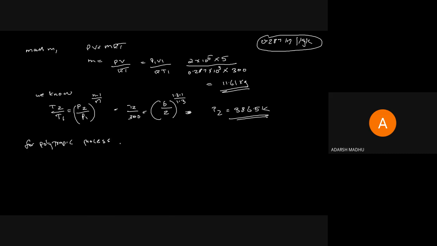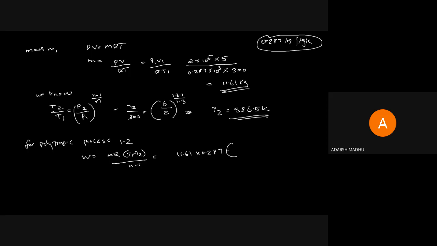Polytropic process 1 to 2: W equals mR(T1 minus T2) divided by (n minus 1). Substitute the values. R is taken as 0.287 itself. For the PV equals mRT equation we take only 0.287, and for other cases too we use only the R value as 0.287. So the M value we found is 11.61, multiplied by 0.287 as the R value.